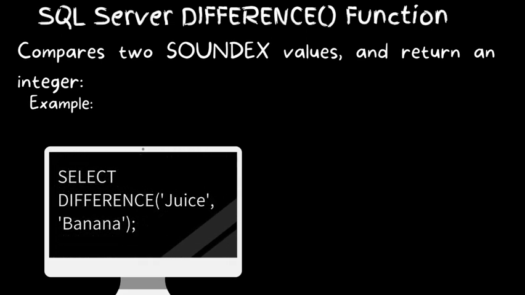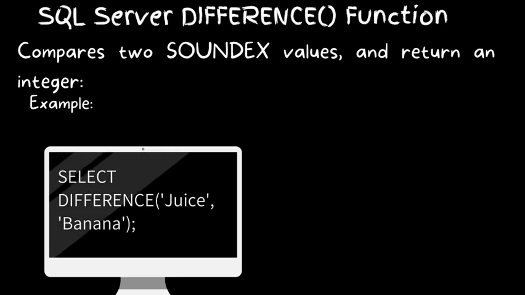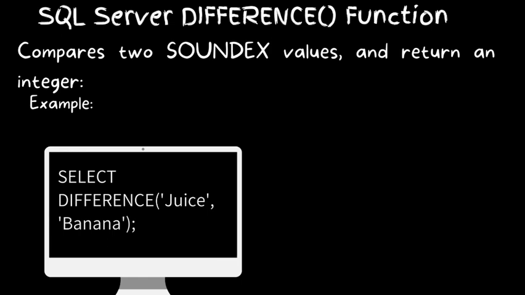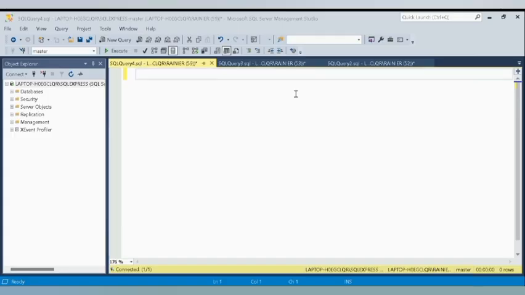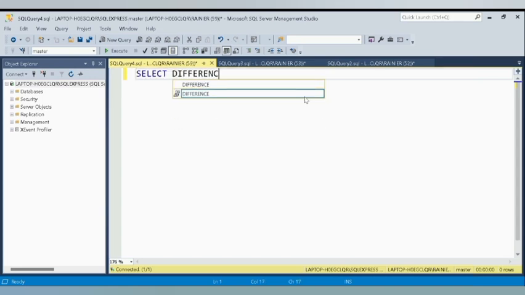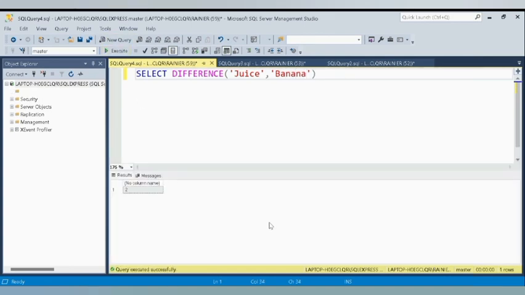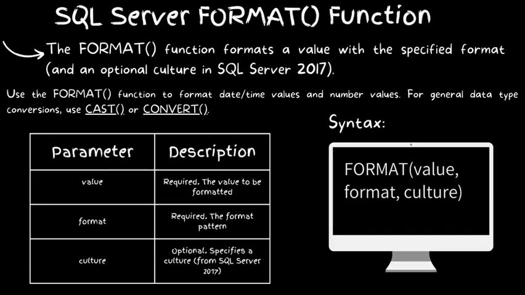Select DIFFERENCE('juice', 'banana'); semicolon. This compares these two SOUNDEX values and returns an integer. Select DIFFERENCE, open and close parenthesis, single quotes, juice and banana as expressions, then execute. And just as you can see, the result became an integer.